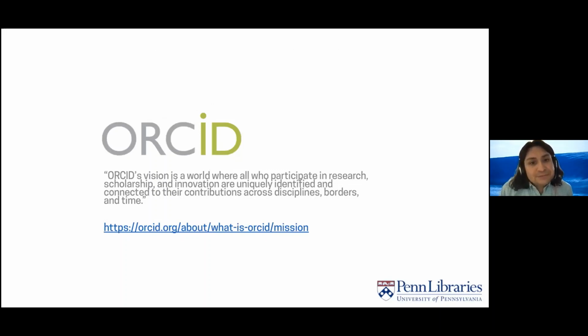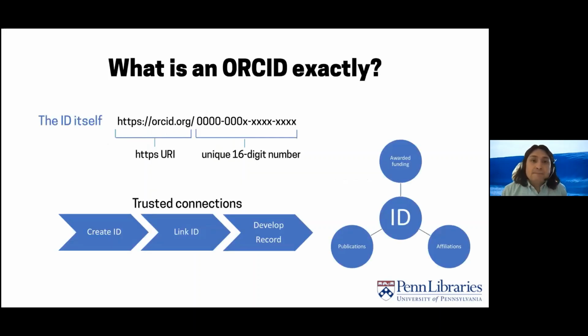ORCiD has this mission. I'll give you 2 seconds to read it. It's a very broad mission, but this is an identifier that is taking more and more hold, particularly because funders are being behind it, and it's a way to disambiguate your name when you have somebody that has the same name as you, and it's difficult to tell apart which work belongs to who. So ORCiD is an identifier, and it's a unique 16-digit identifier.